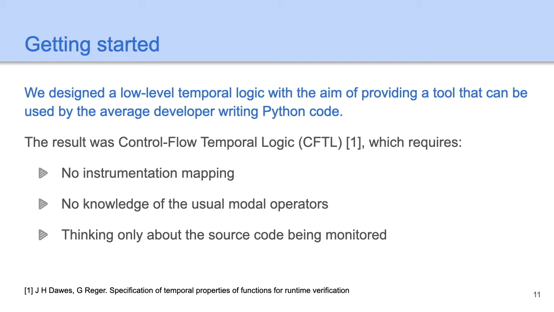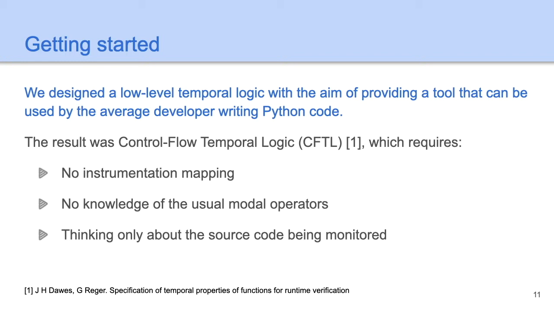The result of this process was control flow temporal logic, or CFTL, and this was introduced in the SAC SVT conference. The distinguishing characteristics of this specification language include the fact that no instrumentation mapping is required, meaning that if we take an arbitrary formula written in CFTL, the meaning of that formula with respect to the program that it's been written over is immediate.